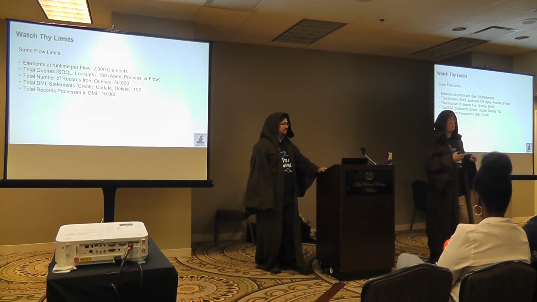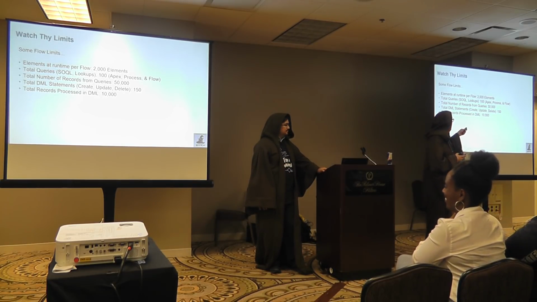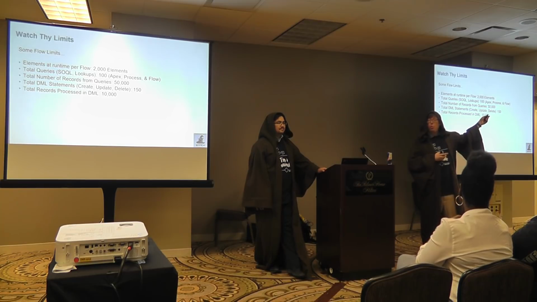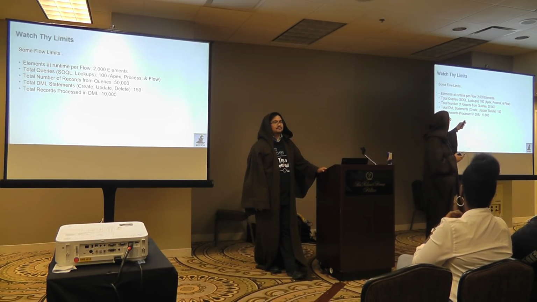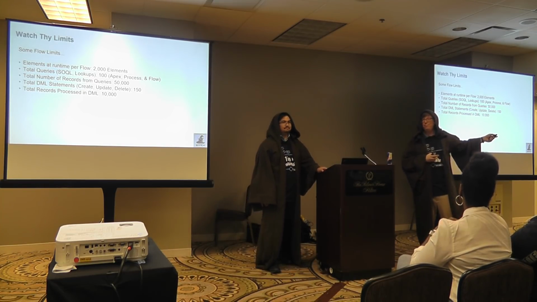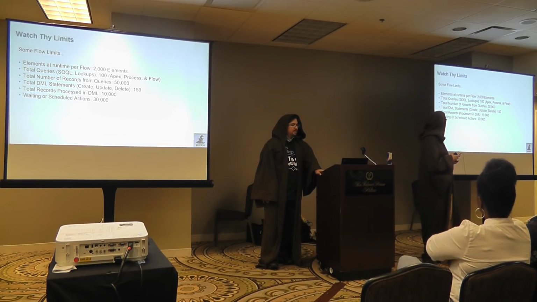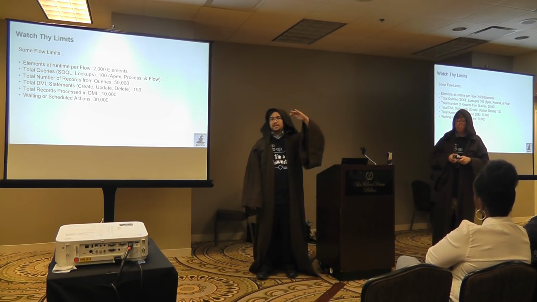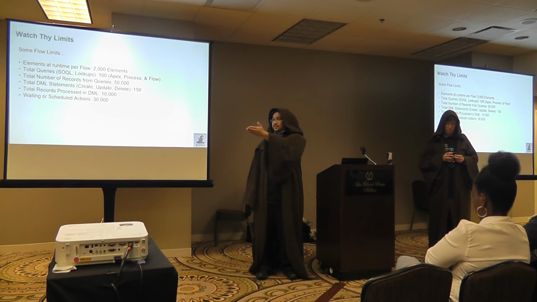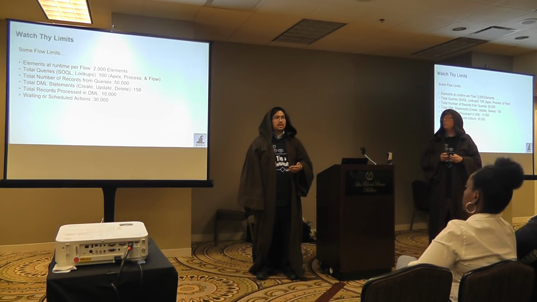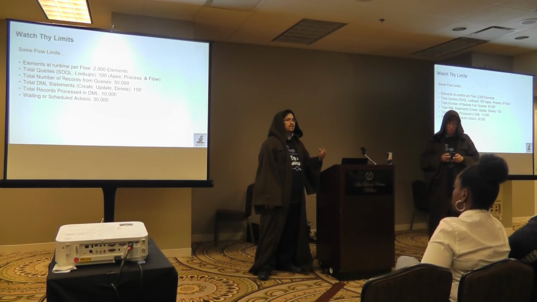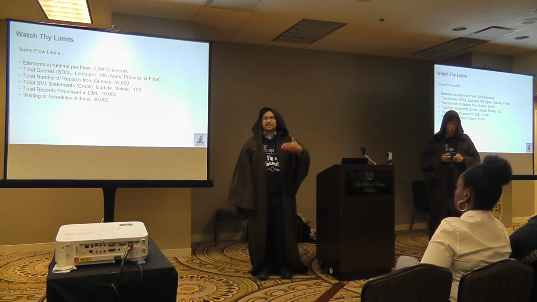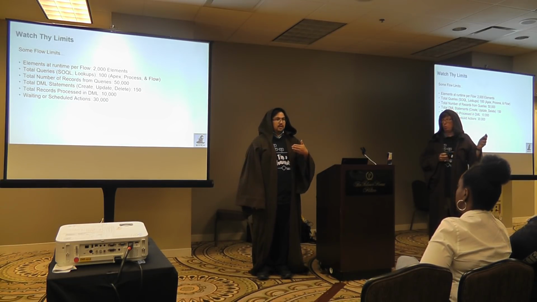So, total records processed in DML: 10,000. Notice, you can query 50,000 records, but you can only update 10,000 of them. Scheduled actions are things like time-lapsed or time-scheduled items in Process Builder, or using that wait node I just talked about. You can only have 30,000 of these actions waiting to be processed across the entire org.